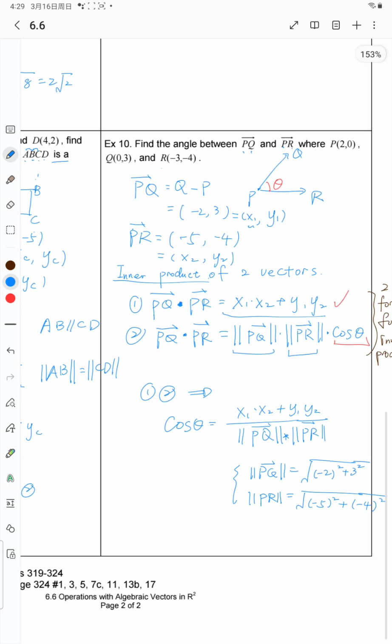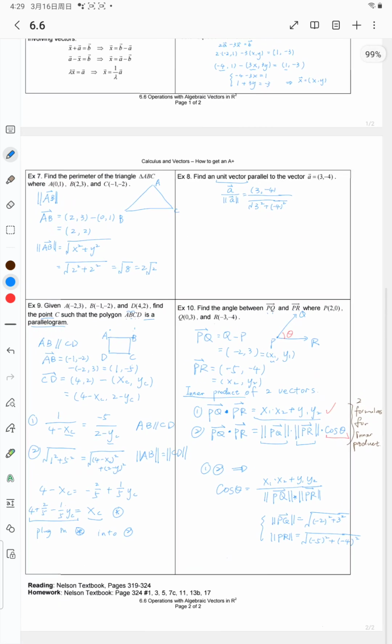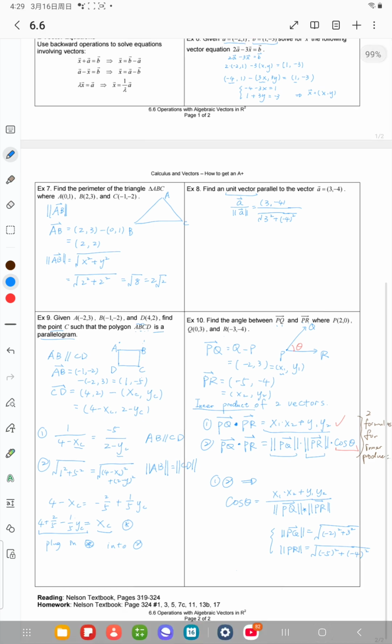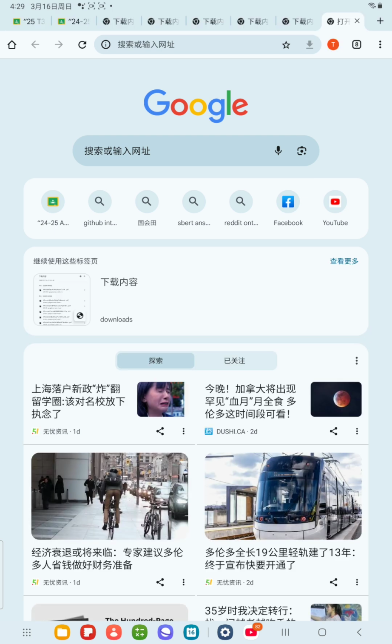All right, so this is section 6.6. I guess it's not that hard for you guys, and then we can keep going with the next.